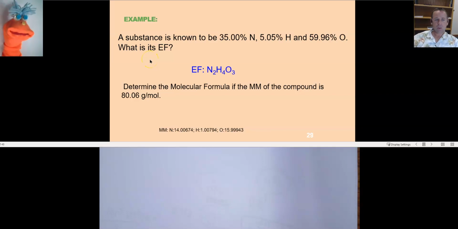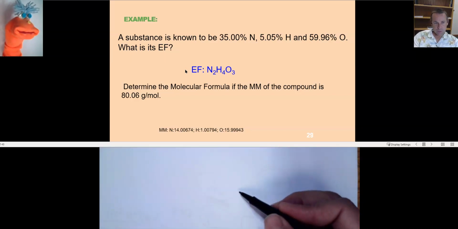Okay, so I determined that the substance that had 35% nitrogen, 5.05% hydrogen, and 59.96% oxygen had an empirical formula of N2H4O3. Now, if I'm told that the molar mass of this compound is 80.06 grams per mole, that's the molecular mass, not the empirical mass, right? Remember the relationship? Empirical mass to molecular mass? Yeah, there's sometimes a multiplier. That's right.